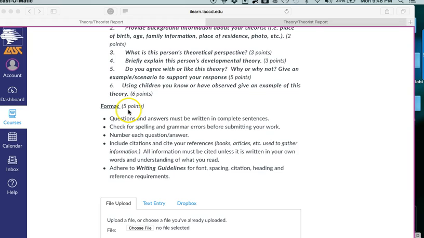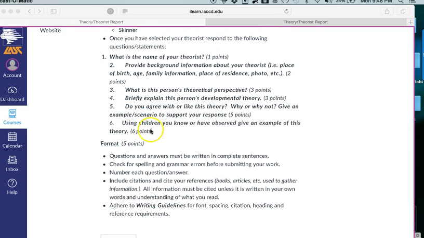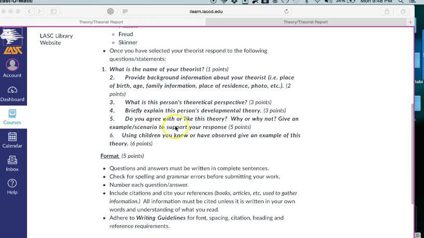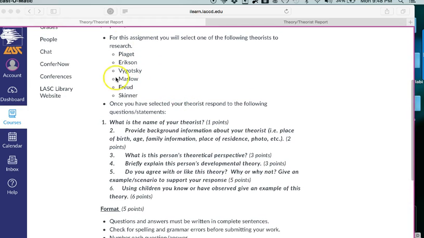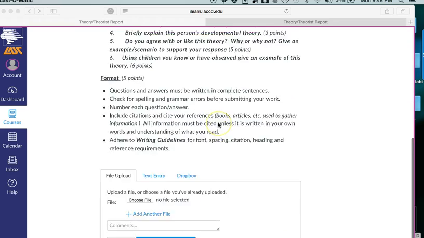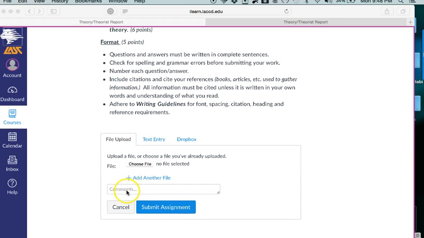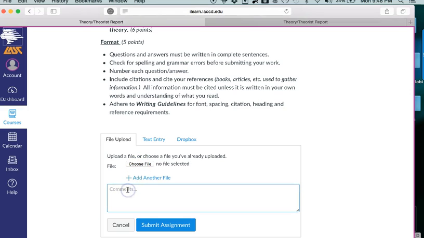So if you do all of this, you get 5 points. If you talked about a child and gave an example, you give yourself 6 points. If you tell whether or not you agree and give an example that supports why you agree or disagree, you give yourself 5 points. Did you briefly explain the theory? 3 points. The perspective, 3 points. Background information, 2 points. And the name of the theorist, and the theorist has to come from this list, you get 1 point. So what I want you to do is go to your assignment, and I want you to let me know how many points you would give yourself.